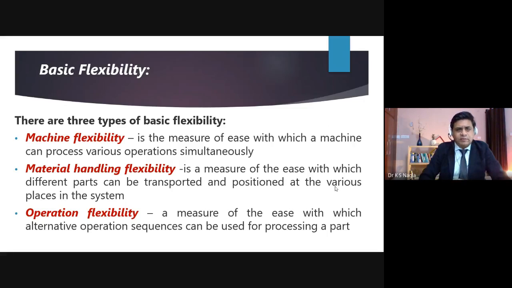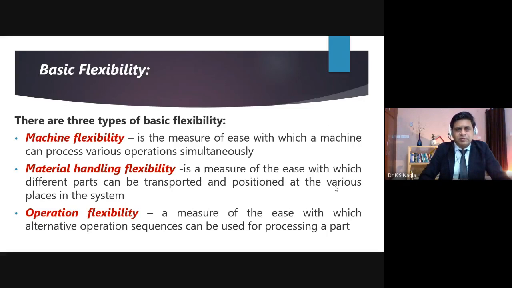Another flexibility can be classified as operation flexibility. Operation flexibility is a measure of ease with which alternative operation sequences can be used for processing parts. In this case, the operation sequences can be adjusted according to the requirement with the help of a computer, by adjusting the scheduling.